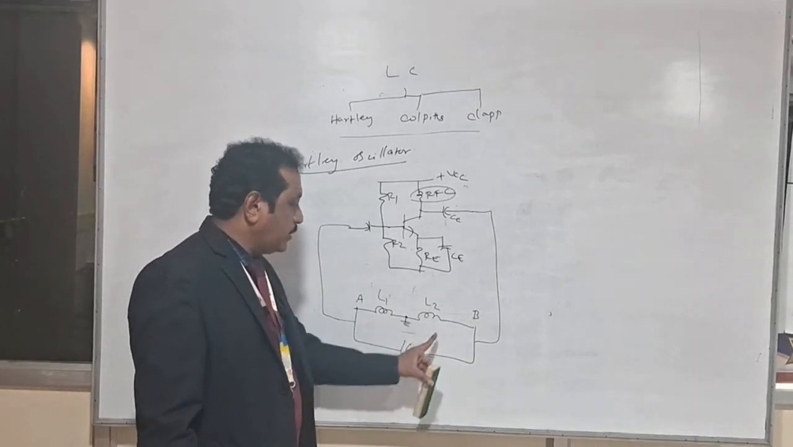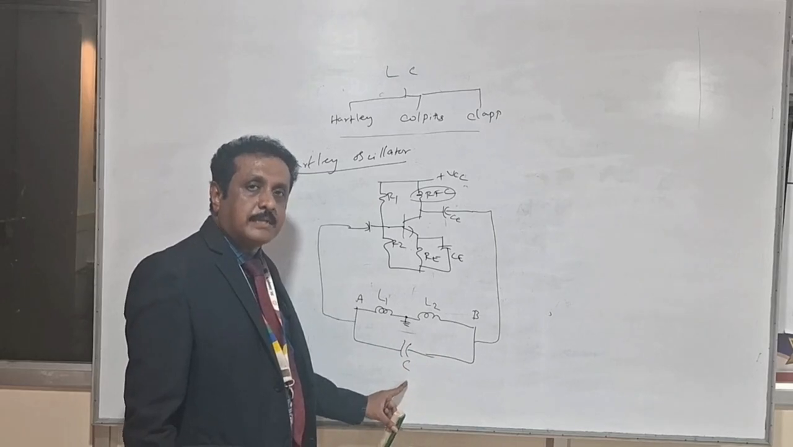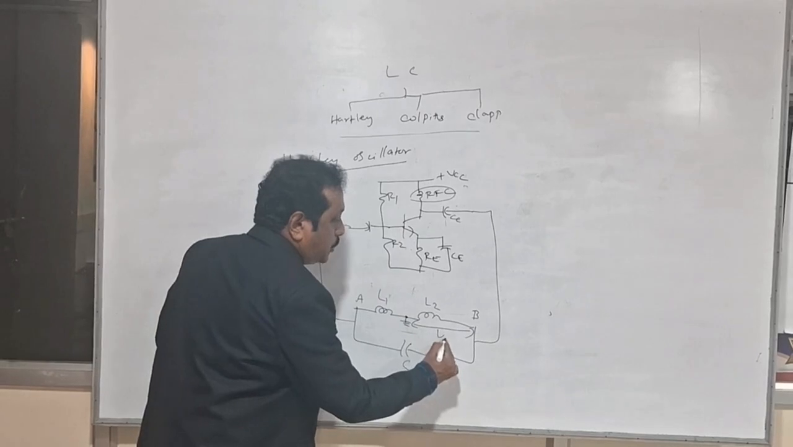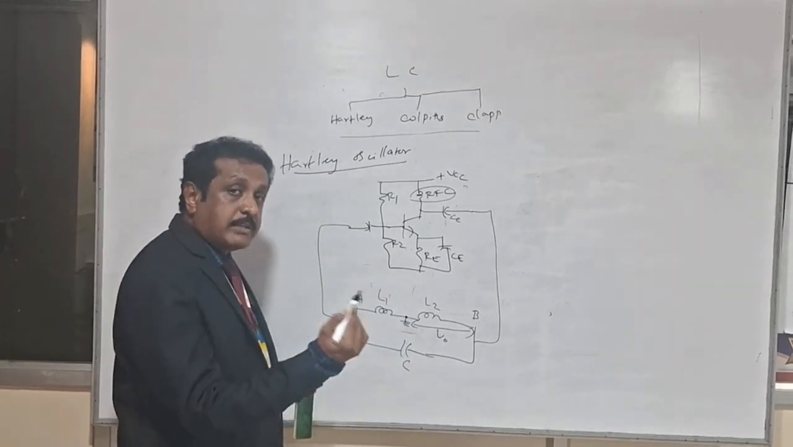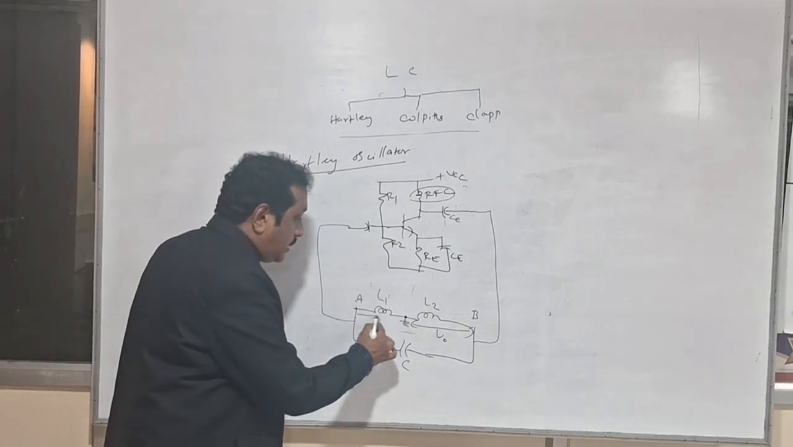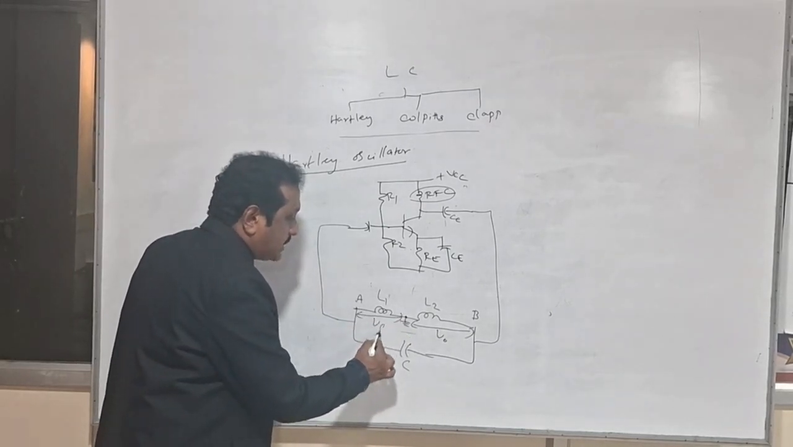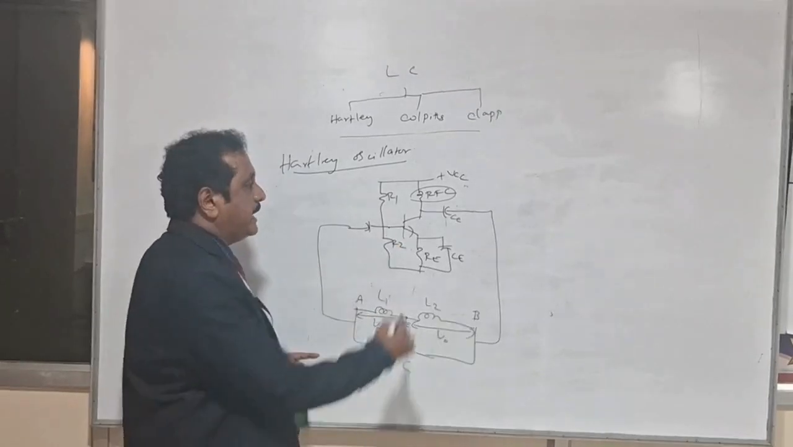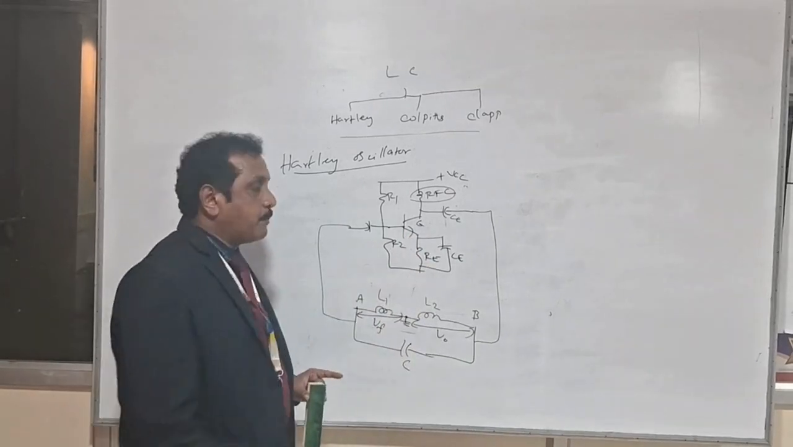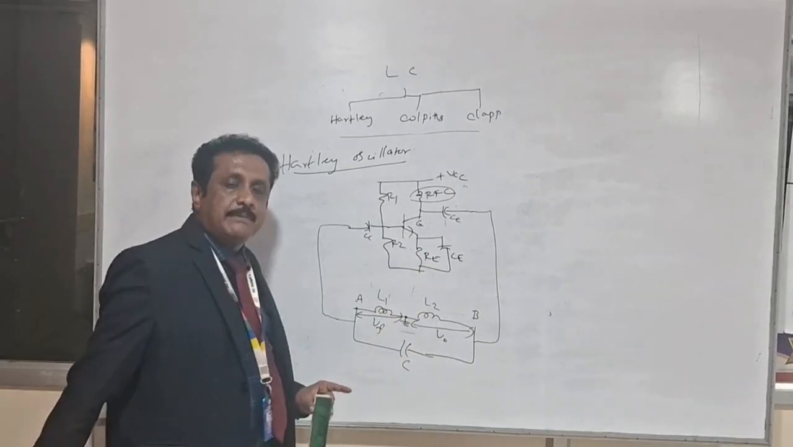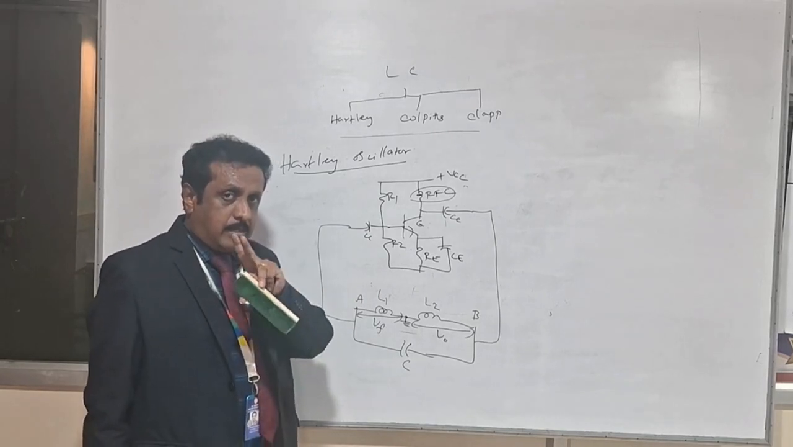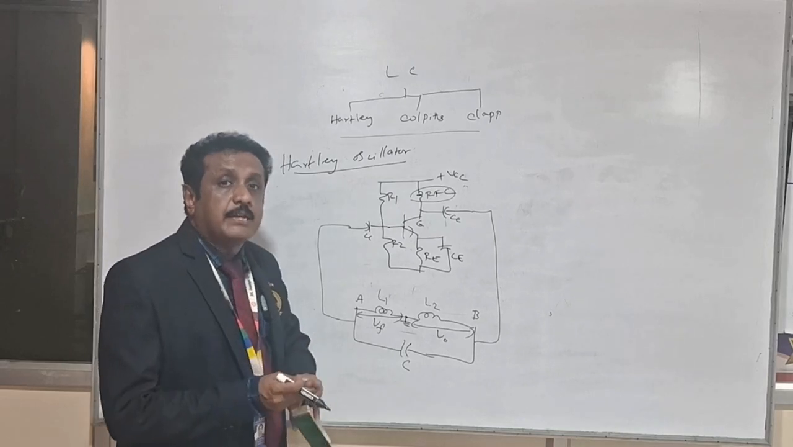Here we have L1, L2 and one capacitor. The output of the amplifier will appear across L2, and whatever voltage appears across L1 acts as the feedback signal VF, which is given back to the input of the common emitter amplifier. That process will repeat again and again, because I already explained the basic conditions for oscillation.